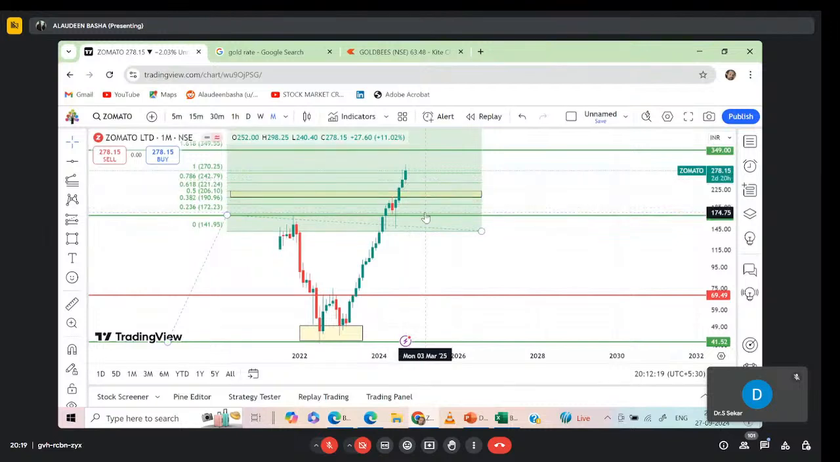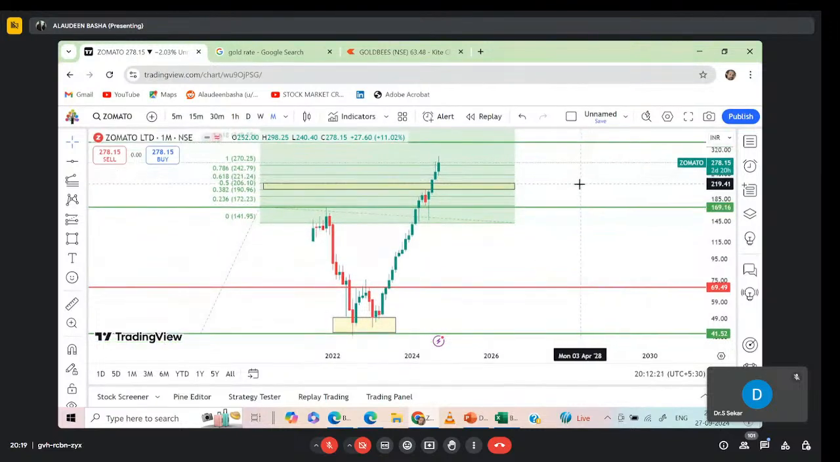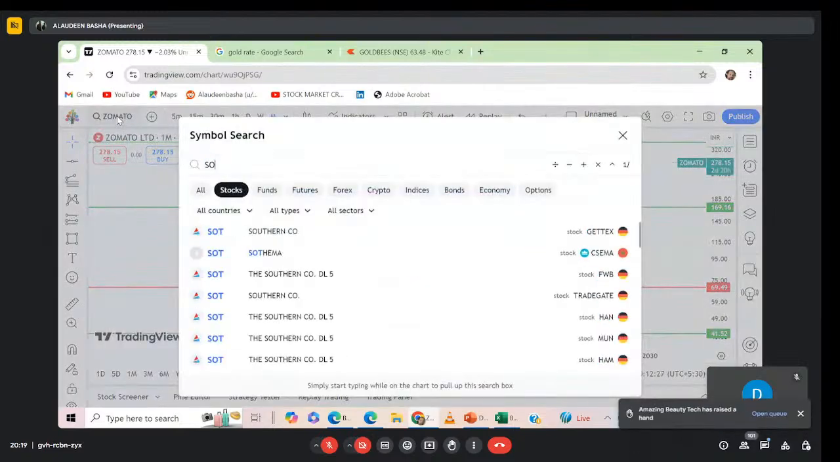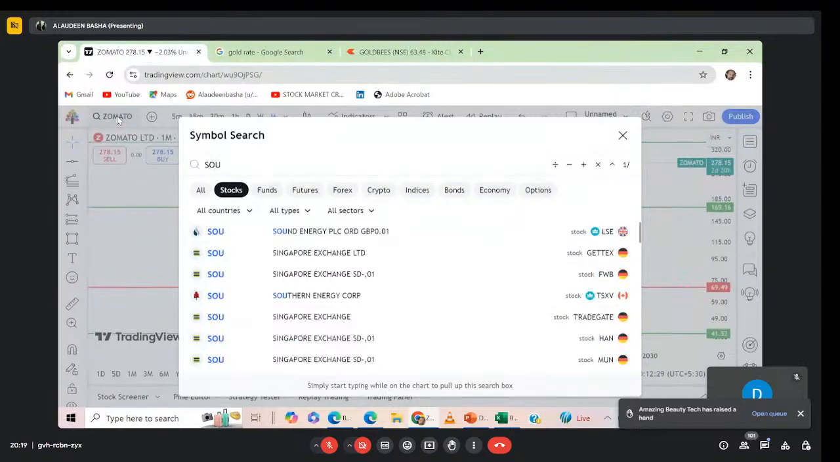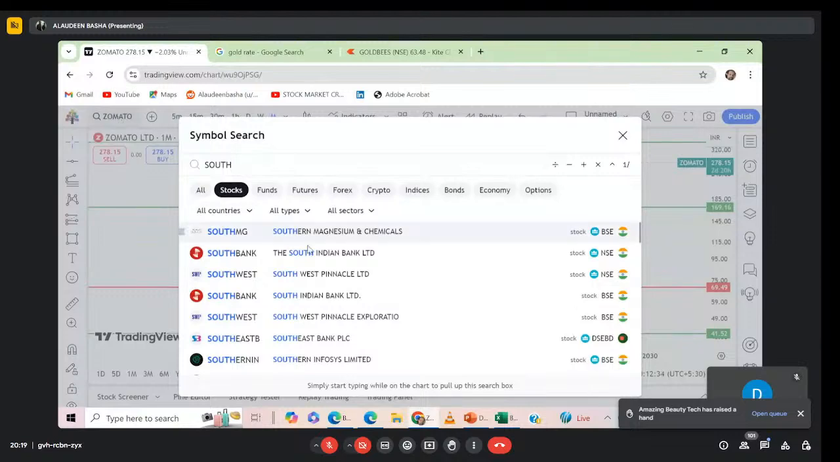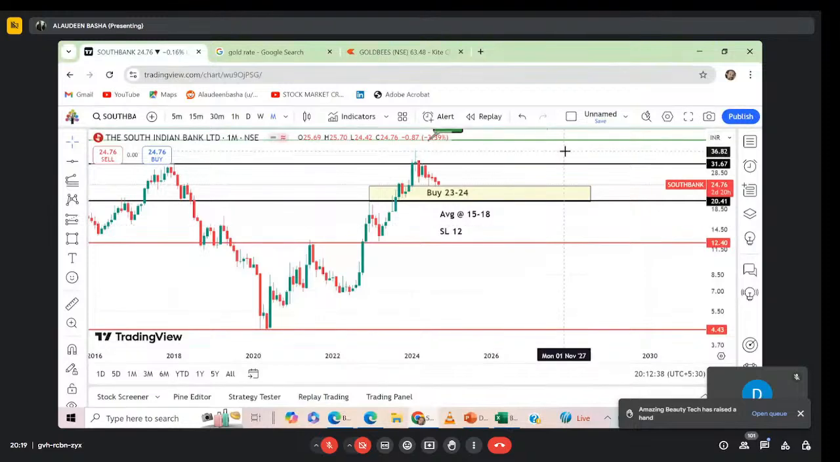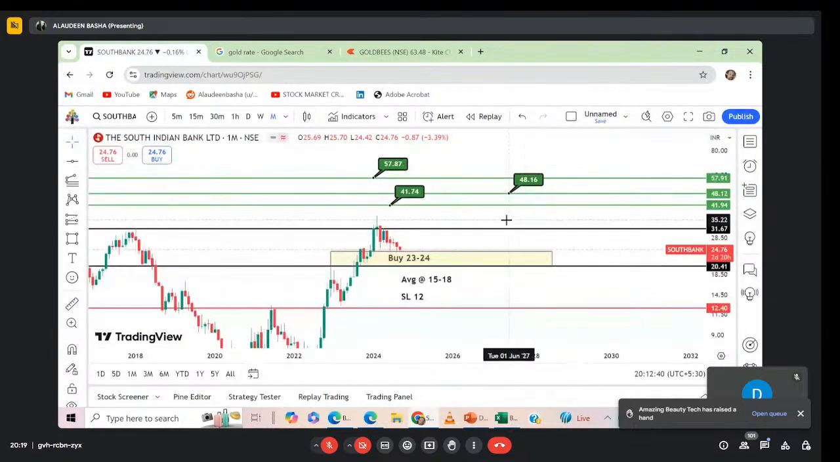Once it reaches 160 or 170, you go for buy. The third multi-bagger, in my point of view, is South Indian Bank. But it's a very slow-moving stock, so you just wait. I already analyzed it. You can buy at 23 to 24. If it comes to 15 to 18, you just average it, and the stop loss is 12 rupees.